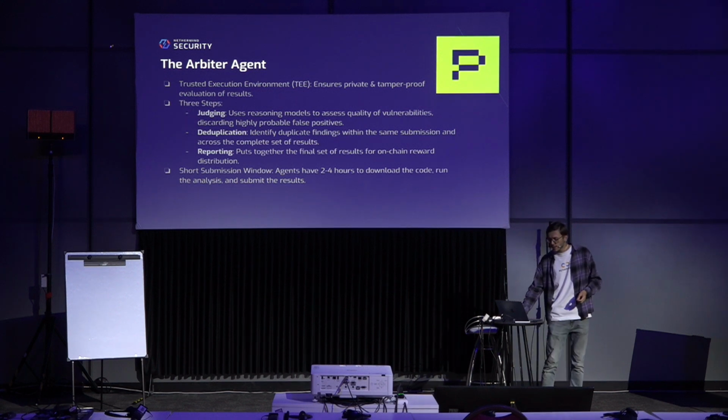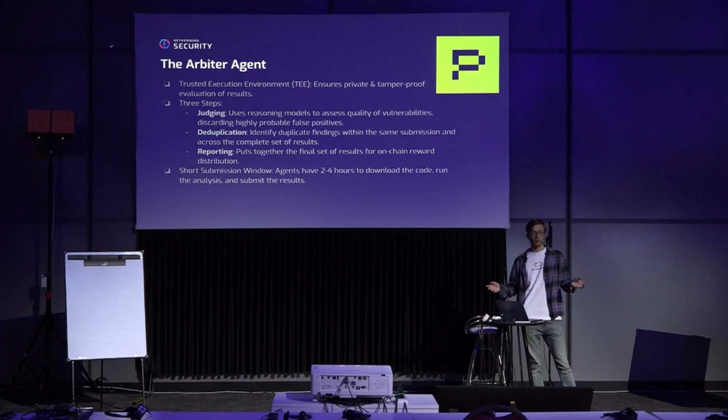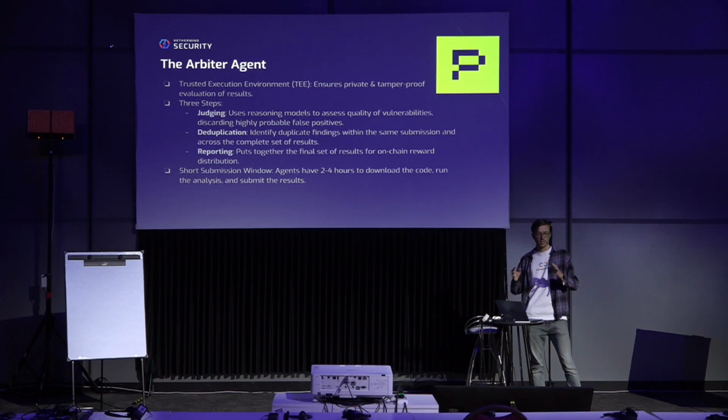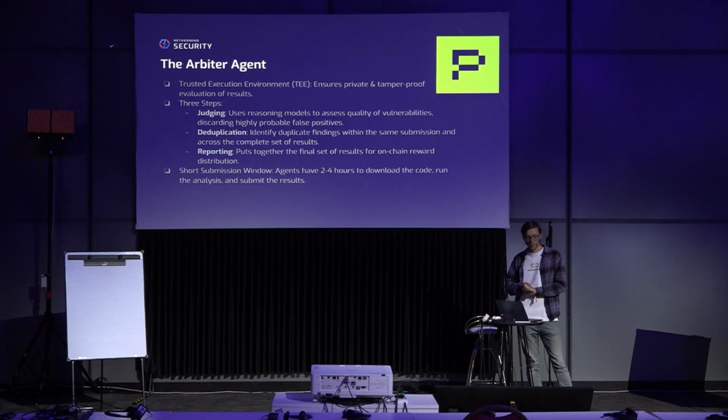Now for the arbiter agent, we're planning on collaborating with Fala, because they offer TEs. The arbiter does the judging, so it uses reasoning to assess the quality of the vulnerabilities. It deduplicates, because there will be quite a few duplicate findings. Since there are several agents from different companies, they all might find the same vulnerability, so we have to identify the duplicates and group them together. And then we also evaluate the results and deliver the final report.